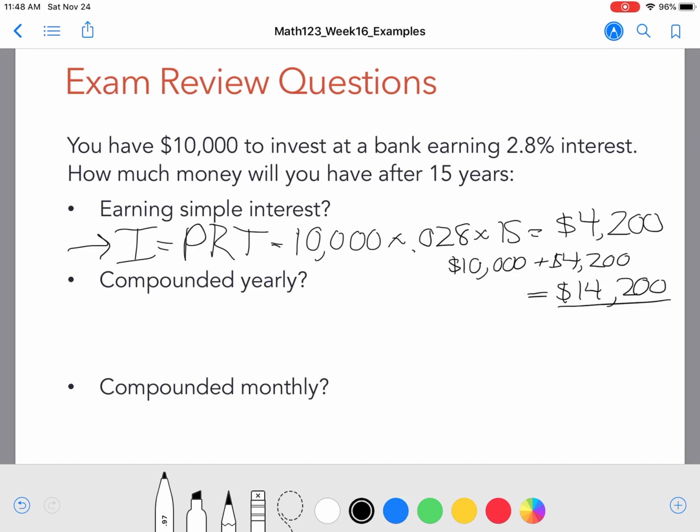Now, when you have compound interest, you should earn a little bit more money. So we should make sure that each of our answers gets slightly larger, because if it's compounded yearly, that means that every year our balance is recalculated. Compounded monthly, it does that every month. So you're going to earn more and more interest every single month. So let's try the compounded yearly.